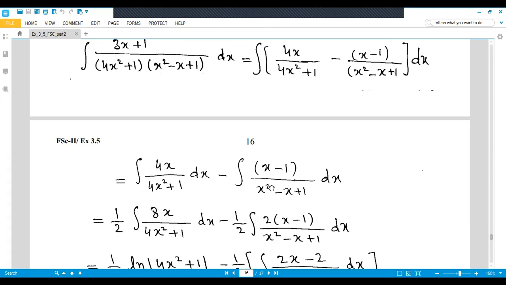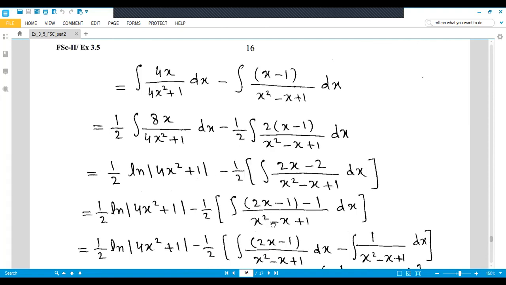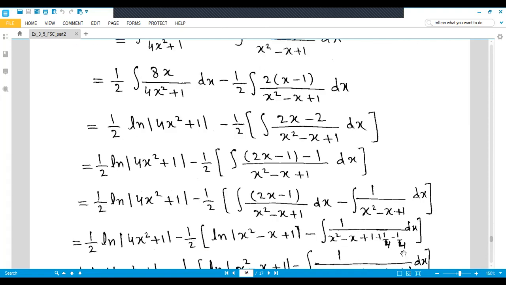And here in this case, we have the derivative 2x minus 1. 2 is missing, so we divide and multiply with 2. And then this 2 we split it. We write it minus 1 and minus 1. So with minus 1, one time like this and other time like this.